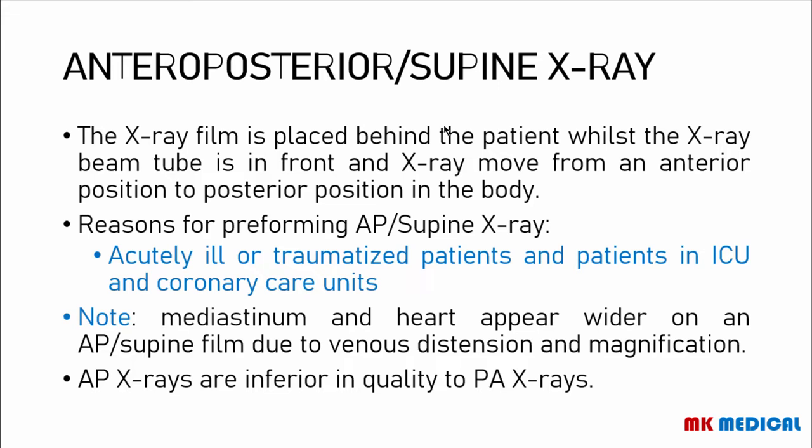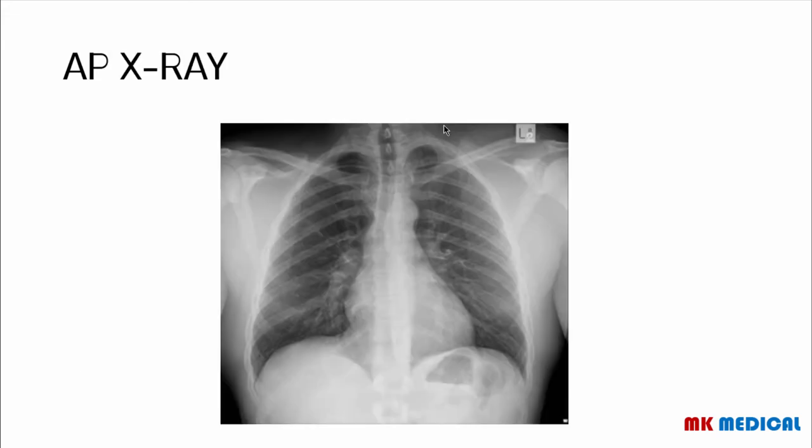And of course, this AP chest X-ray is going to show some mediastinal and even some heart enlargement. So the mediastinum and the heart are going to appear much wider than they are supposed to be, and there's going to be some features of venous distension. So please take note of that. And of course, the AP X-rays are much more inferior in quality to the PA X-rays. So here is an example of an AP X-ray.